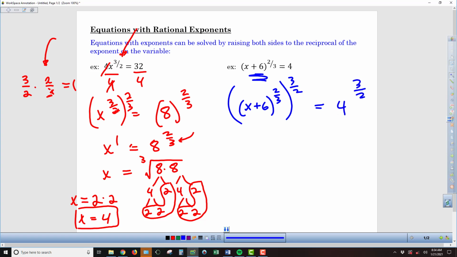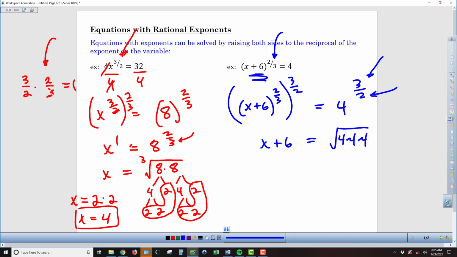So I'm raising both sides to the reciprocal of the exponent that I see. So when I multiply 2/3 times 3/2, just like we saw in the previous example, we're just going to get x plus 6, just x plus 6 to the first. And on the other side, we've got 4 to the 3/2. So I'm going to right away rewrite that in radical form so I can simplify it. So our denominator is 2, so it's going to be a square root of 4 to the 3rd power, or 4 times 4 times 4.